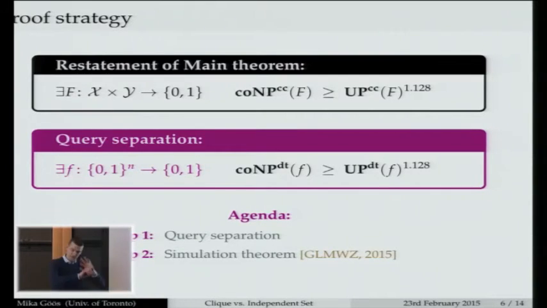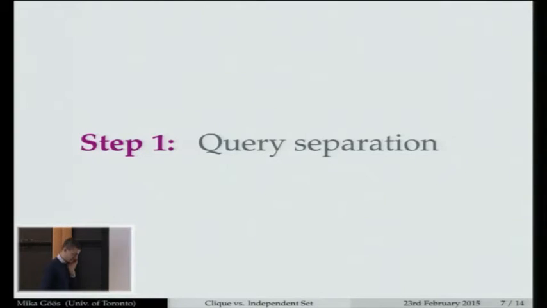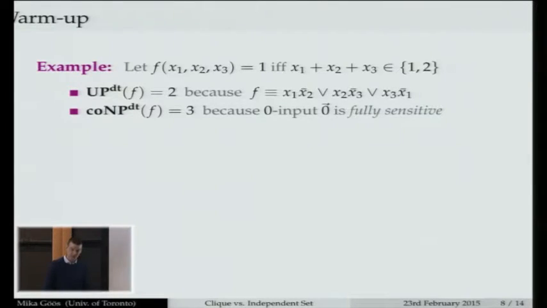So first, we're just going to forget about communication and try to give a separation between unambiguous complexity and conondeterministic complexity. Well, it's very easy to give some function with some gap. So here's an example. You define a Boolean function on 3 inputs, and you say we have a 1 input if the Hamming weight of the input is either 1 or 2.